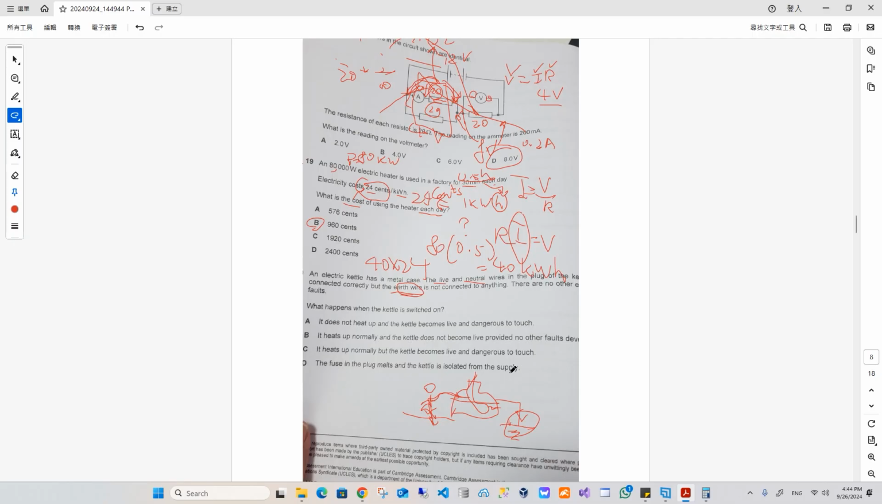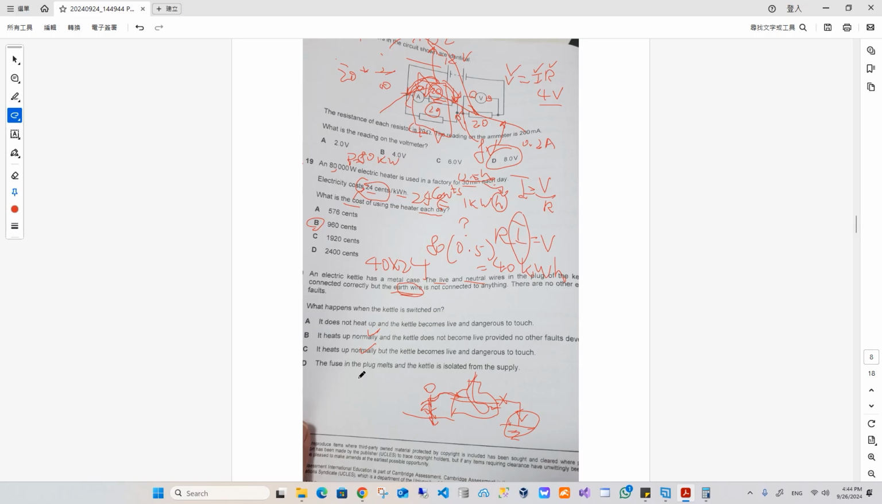But if the earth wire is not connected to the casing, once you touch the casing, if there's anything wrong and exposed to the surface, you get electrocuted. So not very good. But it will still work, because all you need for it to work is for the live to go through the heating element and back to neutral, and the water will get boiled. It will heat up normally.